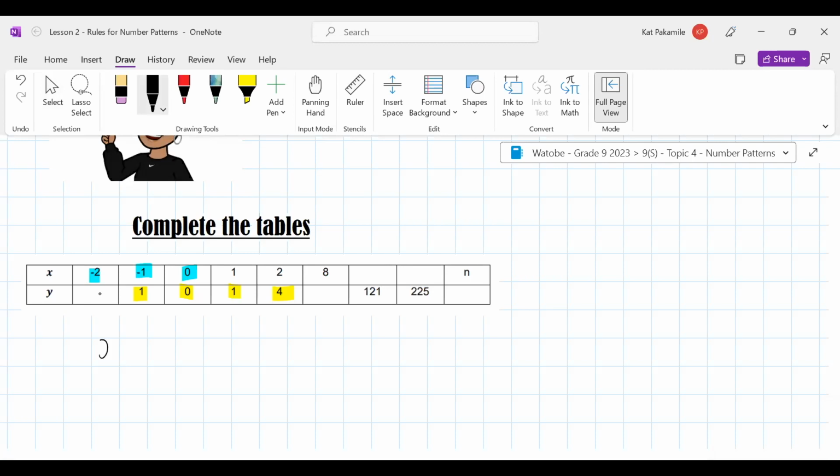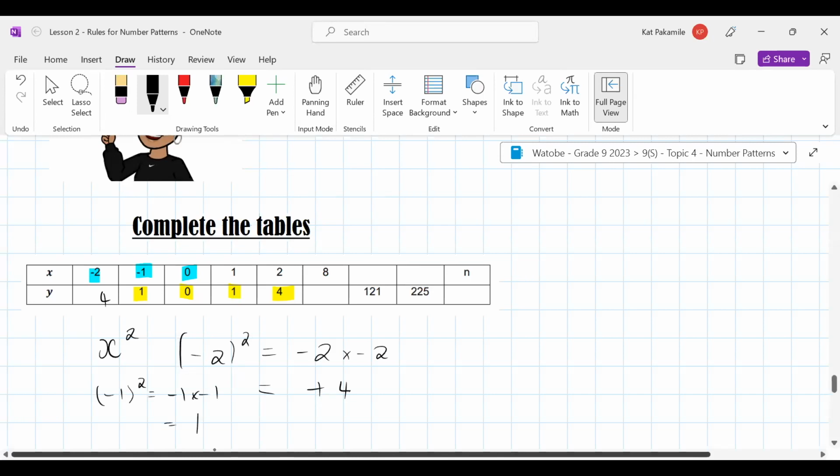Ma'am, I think that x is multiplying itself. So these are still square numbers. Beautiful. So this is x squared, because -2 squared is -2 times -2. And what do 2 negatives give us? A positive. And 2 times 2 would be 4. So the answer here would be 4. See, 0 times 0 is 0. -1 squared is -1 times -1, which would give us +1. That's why this pattern mirrors itself.